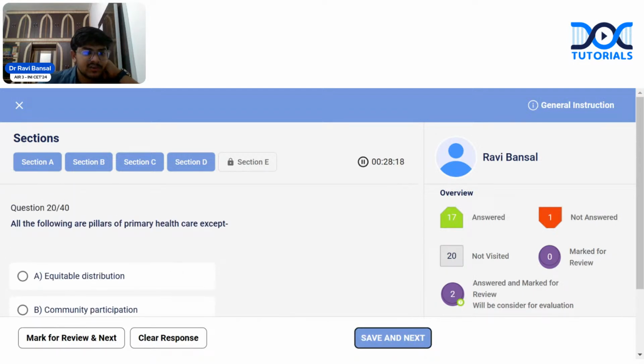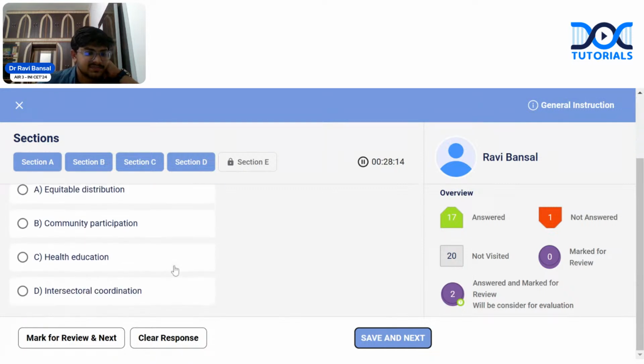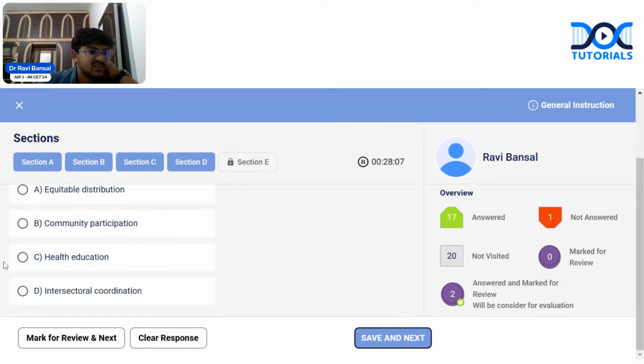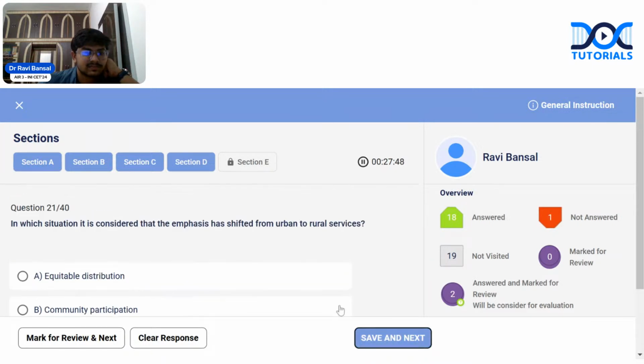All of the following are pillars of primary healthcare. So there are four pillars. It was equitable distribution, community participation, okay. Health education, I do not think this was in the pillar. Yeah, intersectoral coordination was definitely in the pillar. So the four pillars were equitable distribution, community participation, intersectoral coordination. One thing was also there, but health education, I do not think that was in the pillar.